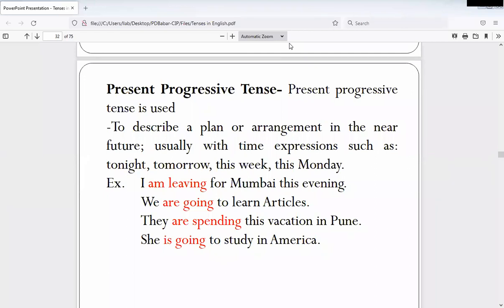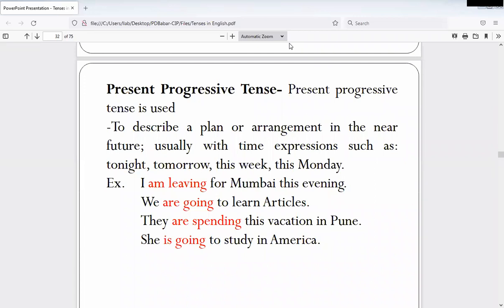The third example is: they are spending this vacation in Pune. This is also the near future, a plan or arrangement in the near future that we are talking about. They are spending this vacation in Pune.